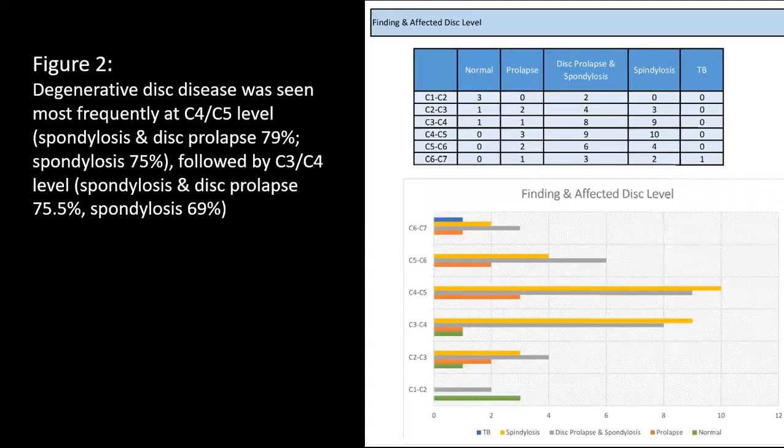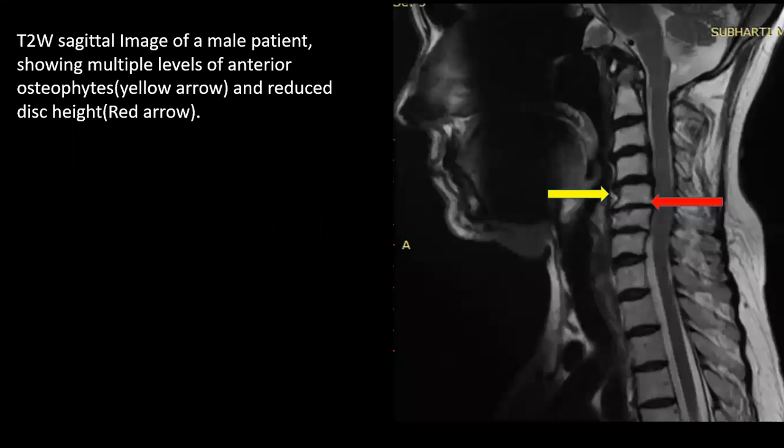Figure 2 shows the degenerative disc has been most frequently affected at the C4-5 level: spondylosis plus disc prolapse in 79% and only spondylosis in 75%, followed by the C3-4 level, spondylosis and disc prolapse at 75% and only spondylosis in 69%, as shown by figure 2, including the table and the graph. These are T2-weighted sagittal images of a male patient showing multiple level anterior osteophytes, shown by the yellow arrow, and reduced disc height by the red arrow.